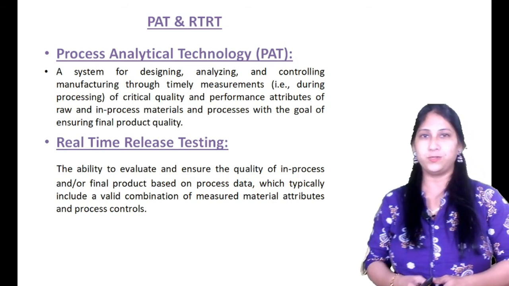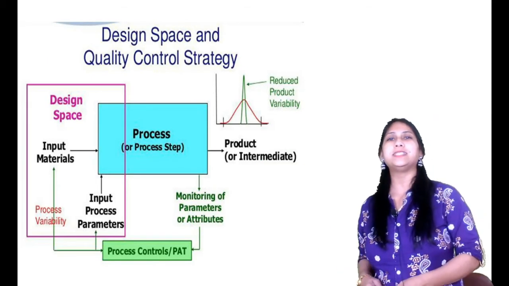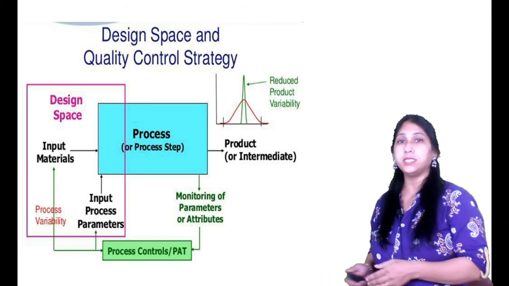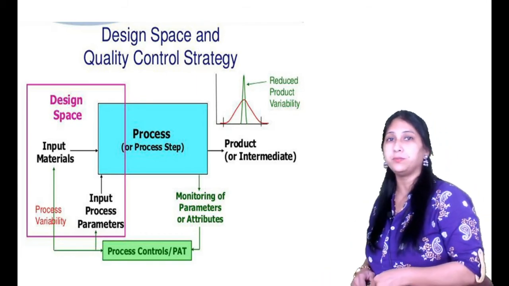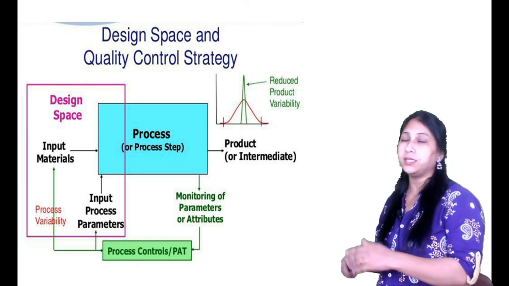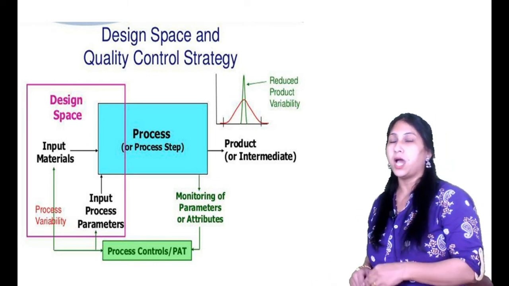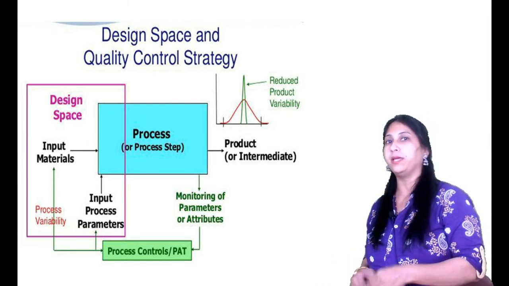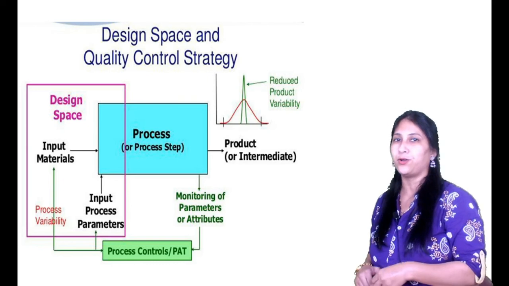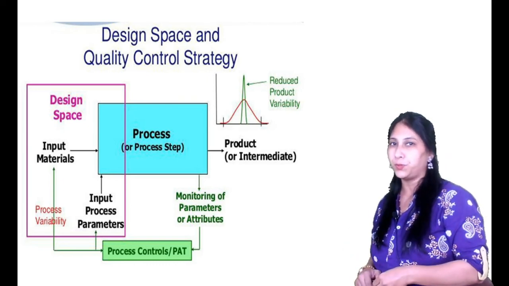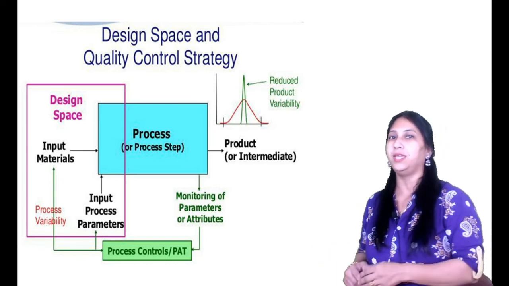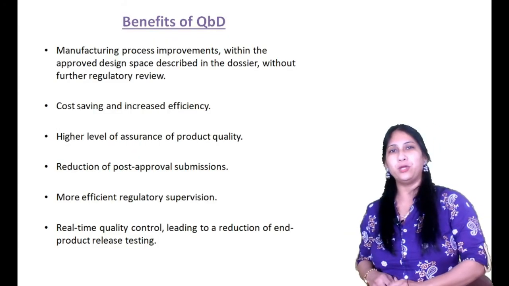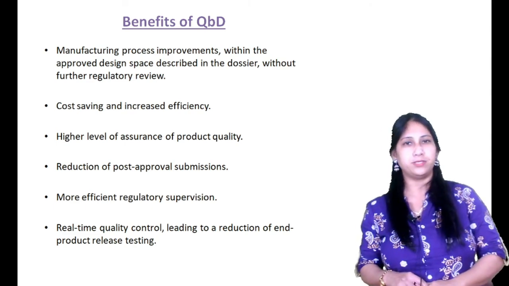So here in this diagram we can see that when the process is operated by varying the critical material attributes and critical process parameters within the design space, and when these attributes or process parameters are monitored and controlled by applying the process analytical technologies, the product that is produced by this process will have reduced product variability. Let's see about the benefits which can be obtained by applying the QBD principles.